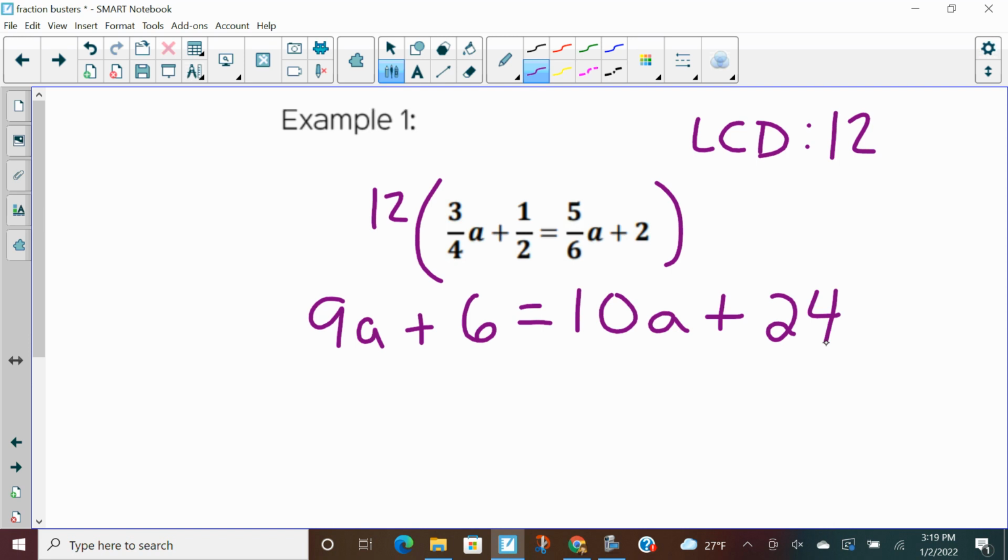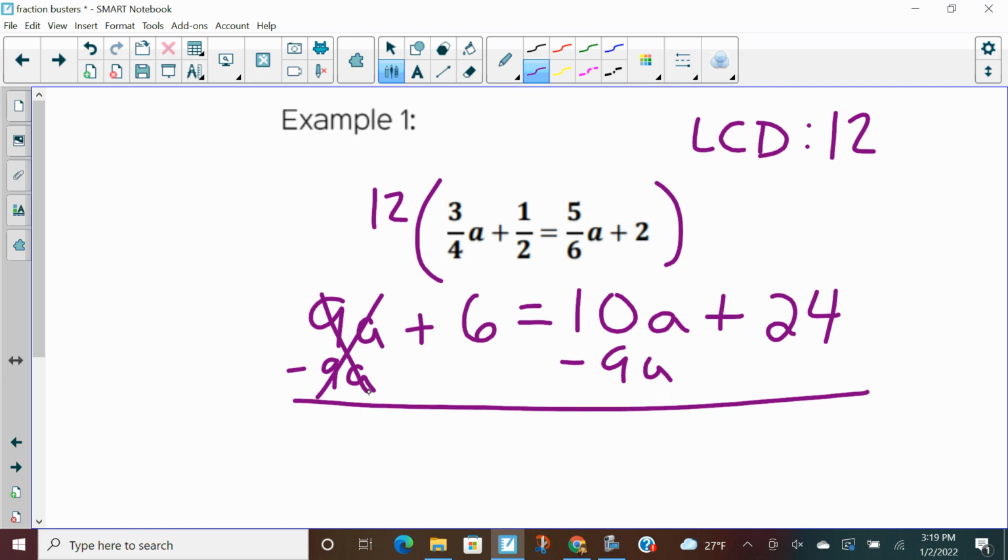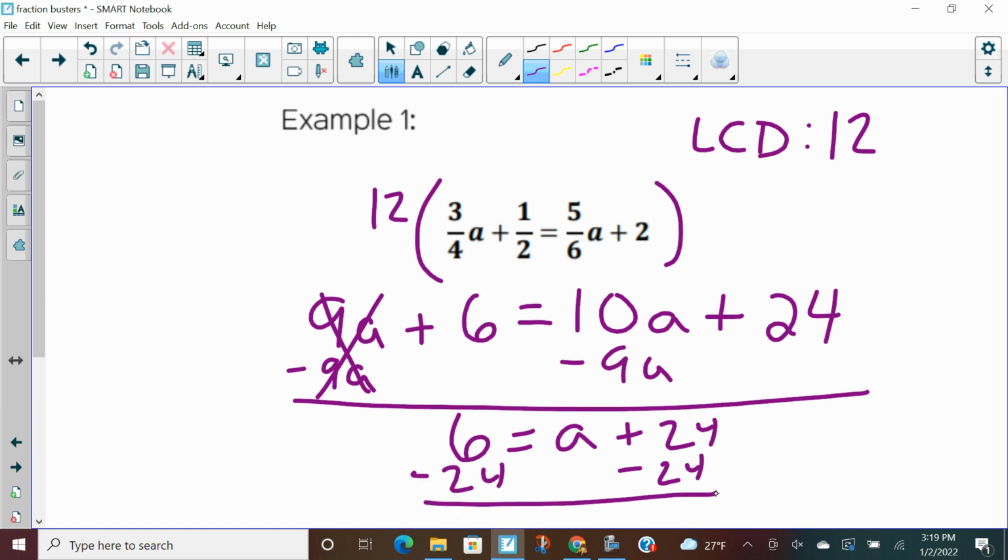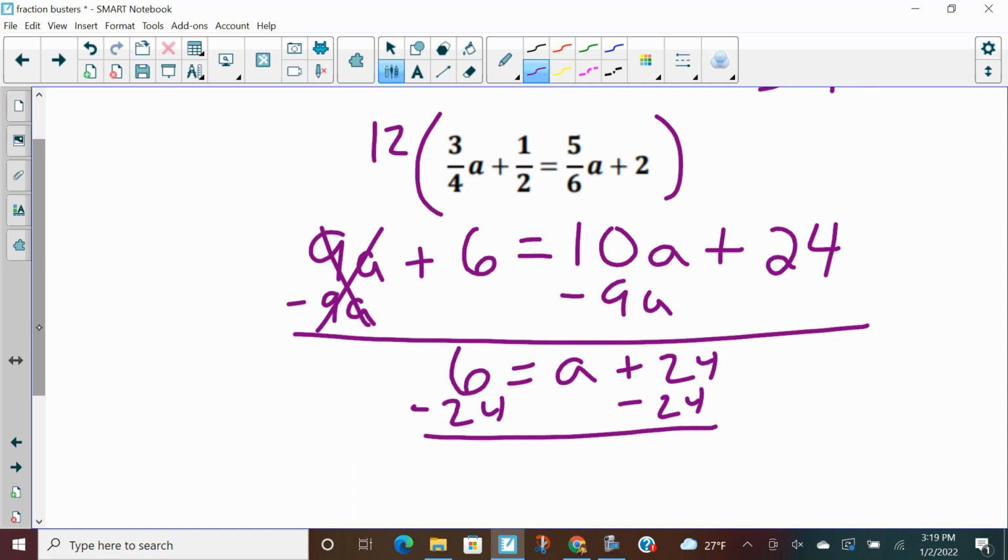And then I solve. So I'm going to subtract 9A from both sides because I know that it's going to give me 1, and I already eliminated my coefficients. So now I get 6 equals A plus 24. Then I subtract 24 from both sides. So I get A equals 24 minus 6, 18, negative 18.